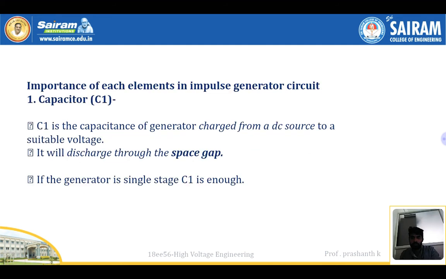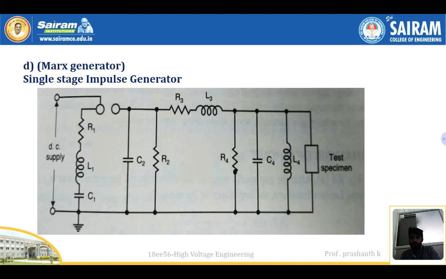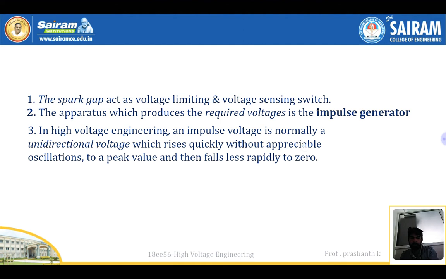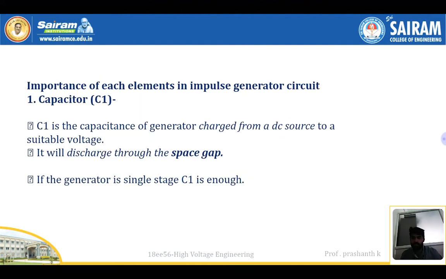The capacitor C1 is the capacitor of the generator, charged from a DC source to a suitable voltage. We are giving a suitable voltage, and it will discharge through the spark gap. So the spark gap will be there. This gap, I mean that spark gap. And the generator is single stage, so C1 is enough.